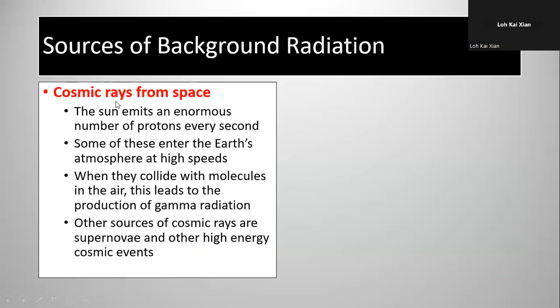Cosmic rays from space. The Sun emits an enormous number of protons per second. Remember, protons are positive charge. Some of these enter the Earth's atmosphere at high speed. When they collide with molecules in the air, this leads to the production of gamma radiation. Other sources of cosmic rays are supernovae and high energy cosmic events.